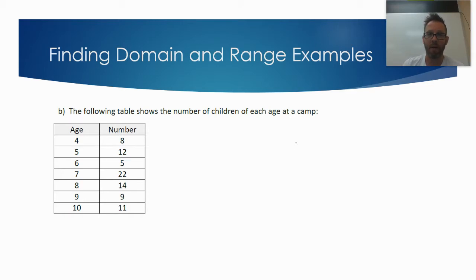Here, the number of children in a camp depends on what age the children are. So you can see that there's less kids in the younger ages. So let's write out the domain and range. So the domain, again, it's pretty easy for us just to list the numbers: 4, 5, 6, 7, 8, 9, 10. If you can list them easily, then just list them.